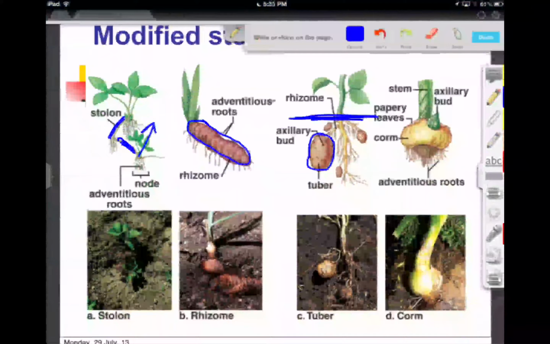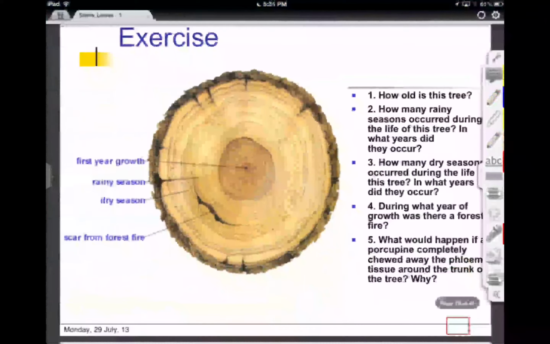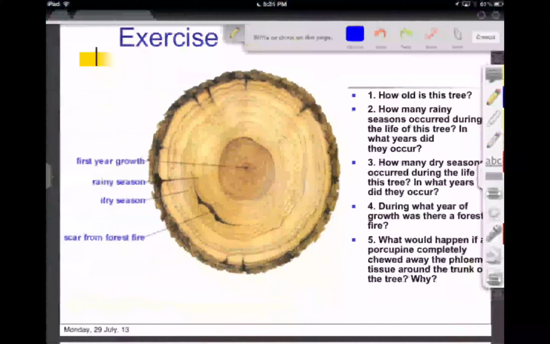Okay, so cross section of a stem. I think we've seen this many a time. Little exercise here. You can press pause. See if you can figure out how old this tree is. Right? What I like, though, in addition to that, is this little evidence of the past.